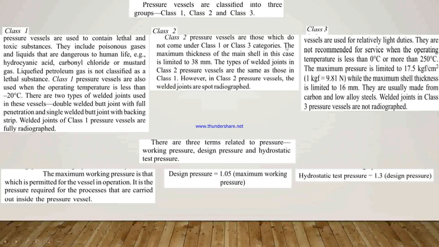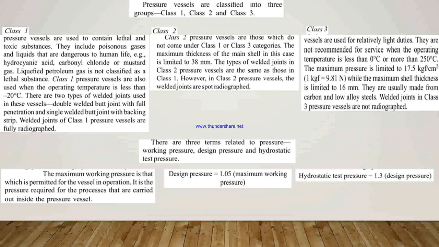Class 3 pressure vessels are used for relatively light duties, and they are not recommended for service when the operating temperature is less than 0 degrees or more than 250 degrees. The maximum pressure is limited to 17.5 kgf per centimeter square, while the maximum shell thickness is limited to 16 mm, and they are usually made from carbon and low alloy steels. Welded joints in class 3 pressure vessels are not radiographed.